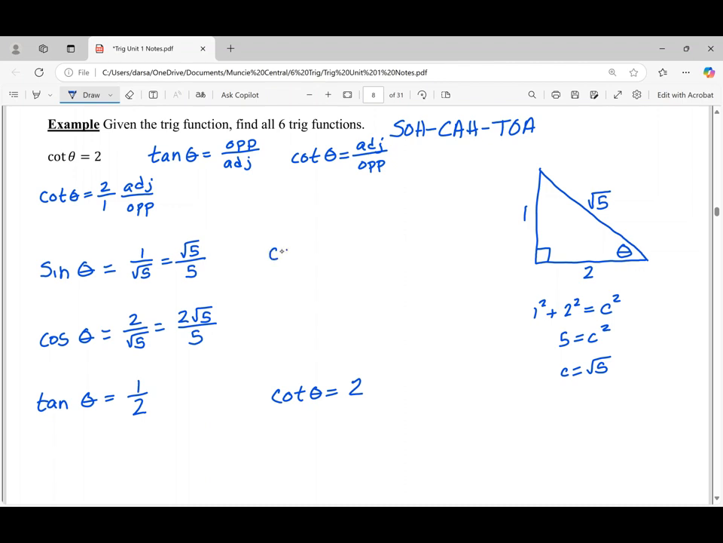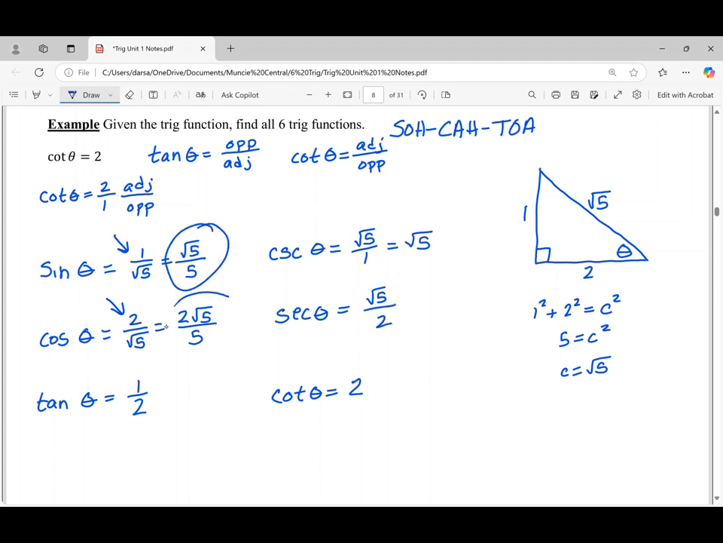Now, cosecant. Remember, the co's go with the non-co's, so cosecant is the reciprocal of sine. Now, we could flip this over, but then we'd have to re-rationalize and it's complicated. So what we should do instead is take the reciprocal of our original problem. If we take the reciprocal of this one, then square root of 5 over 1 doesn't need to be rationalized, and it's just square root of 5. Same thing with secant. It's easier if we take the reciprocal of the original one that has not been rationalized and get that the secant of theta is square root of 5 over 2.